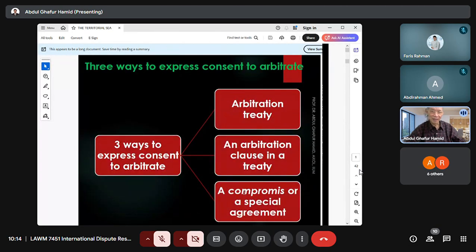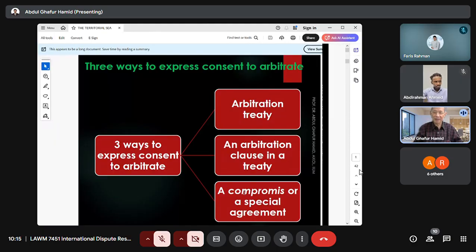So now I summarize the three ways to express consent to arbitrate. What are the three ways? Number one, by means of an arbitration treaty. The treaty itself is all about arbitration, like the 1899 Hague Convention on the Pacific Settlement of International Disputes. The whole treaty is about arbitration, although the treaty may adopt some other means, but mainly arbitration.